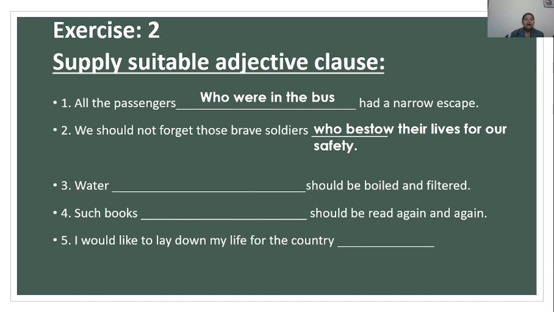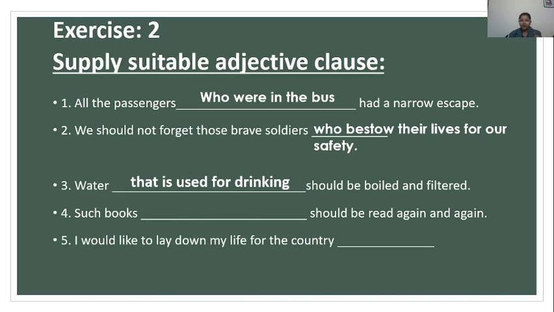Now, water dash should be boiled and filtered. Water is discussed, that means I am free to use which or that. Cleared? So what should be here? Water that is used for drinking should be boiled and filtered. So beta, here I am using an adjective clause. The introductory word is a relative pronoun.